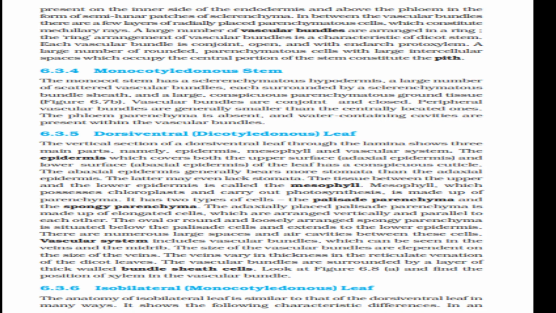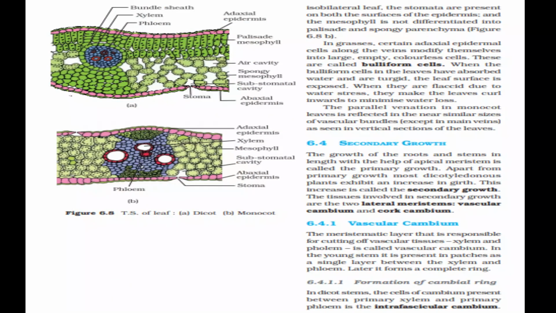6.3.6. The isobilateral, monocotyledonous leaf. The anatomy of the isobilateral leaf is similar to that of the dorsiventral leaf in many ways. It shows the following characteristic differences. In the isobilateral leaf, the stomata are present on both the surfaces of the epidermis, and the mesophyll is not differentiated into palisade and spongy parenchyma.